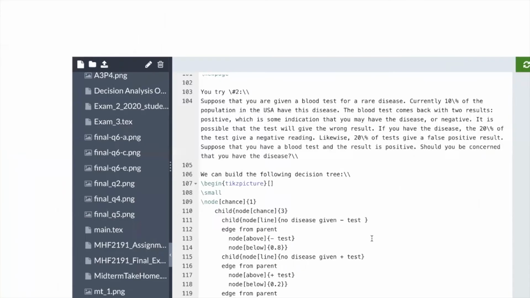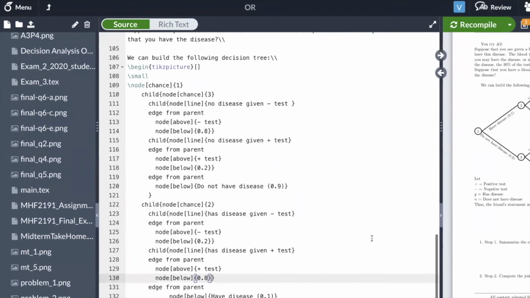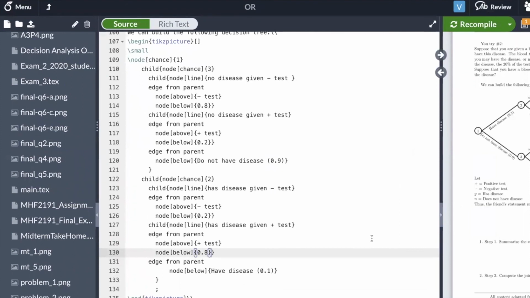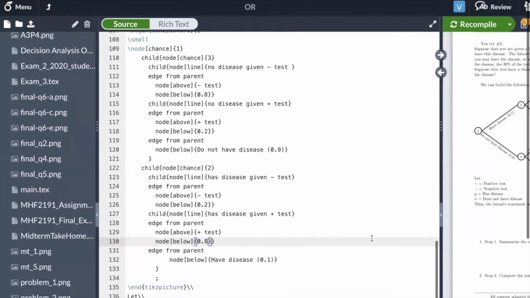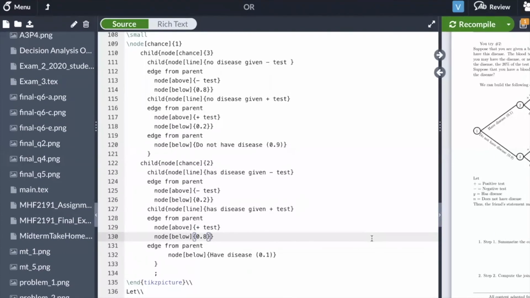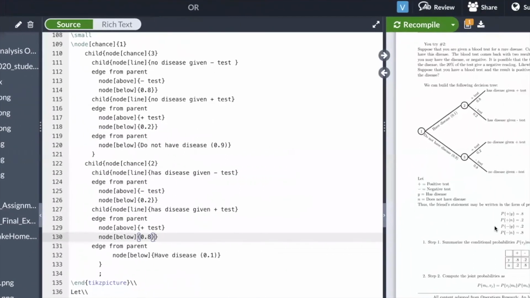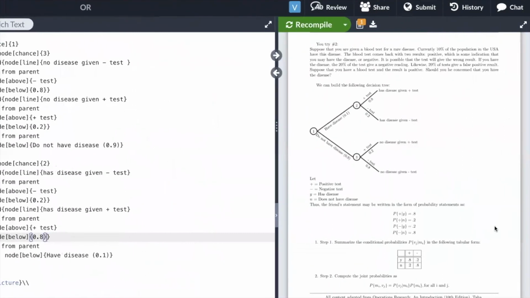Let me just zoom out a little bit for the second 3. And you can see how to do it. Again, this is another way to see how to do the decision tree. We could have used probabilities, but this is just a nice way to see all the different possibilities that we have.